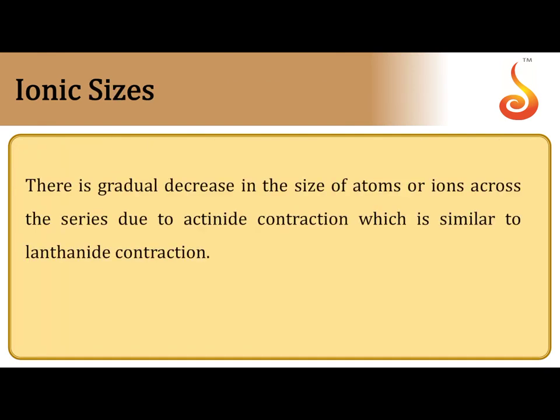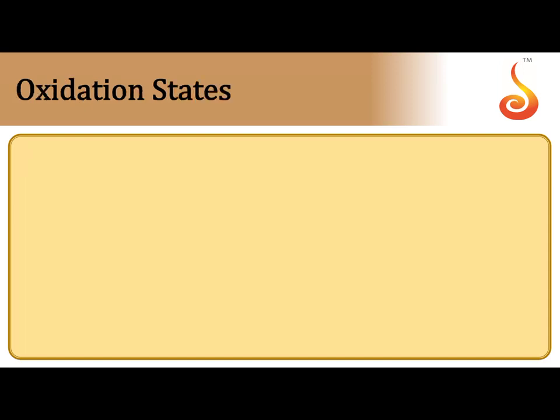Ionic size is similar to lanthanides. Atomic size as well as ionic size gradually decrease as atomic number increases. If it happens in lanthanides, it is called lanthanoid contraction; in actinoids it is called actinoid contraction, because of the poor shielding effect of 5f electrons. Nuclear charge increases, so effective nuclear charge increases, which pulls the valence electrons more towards the nucleus. That's why we observe a decrease in atomic size and ionic size.